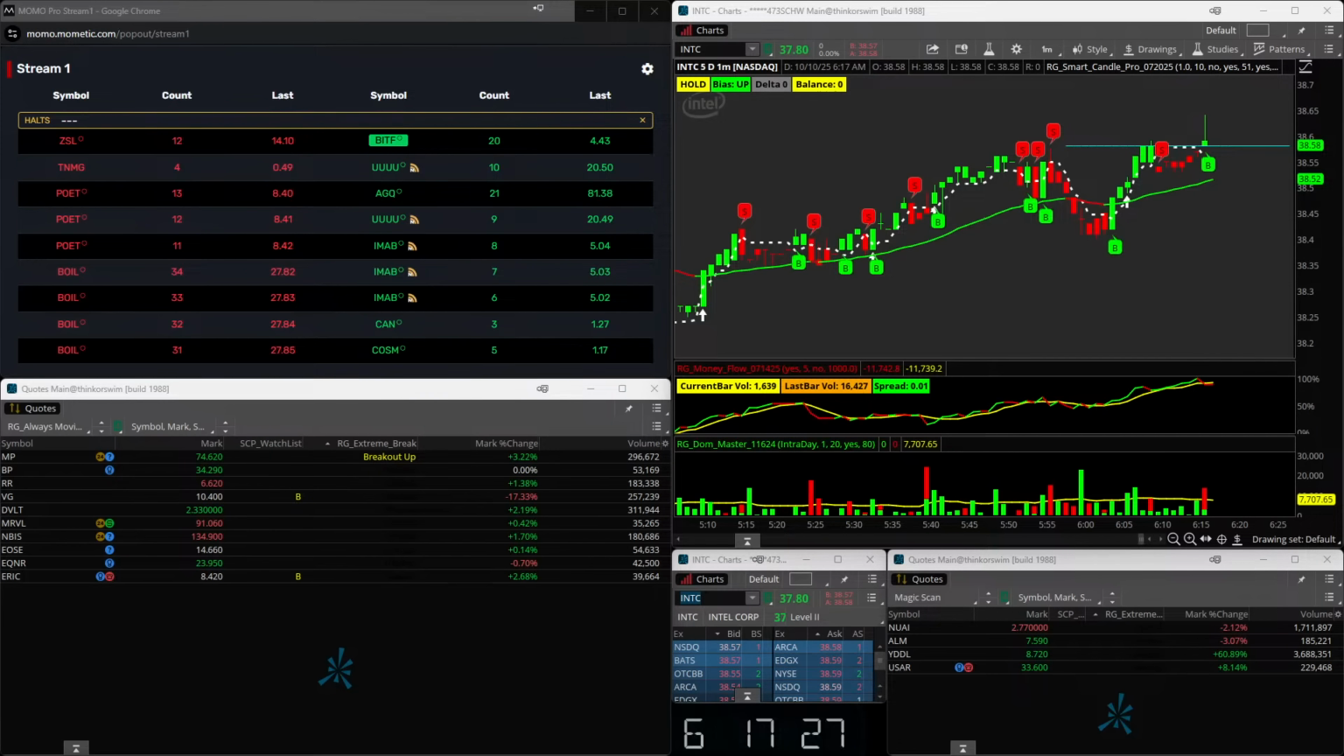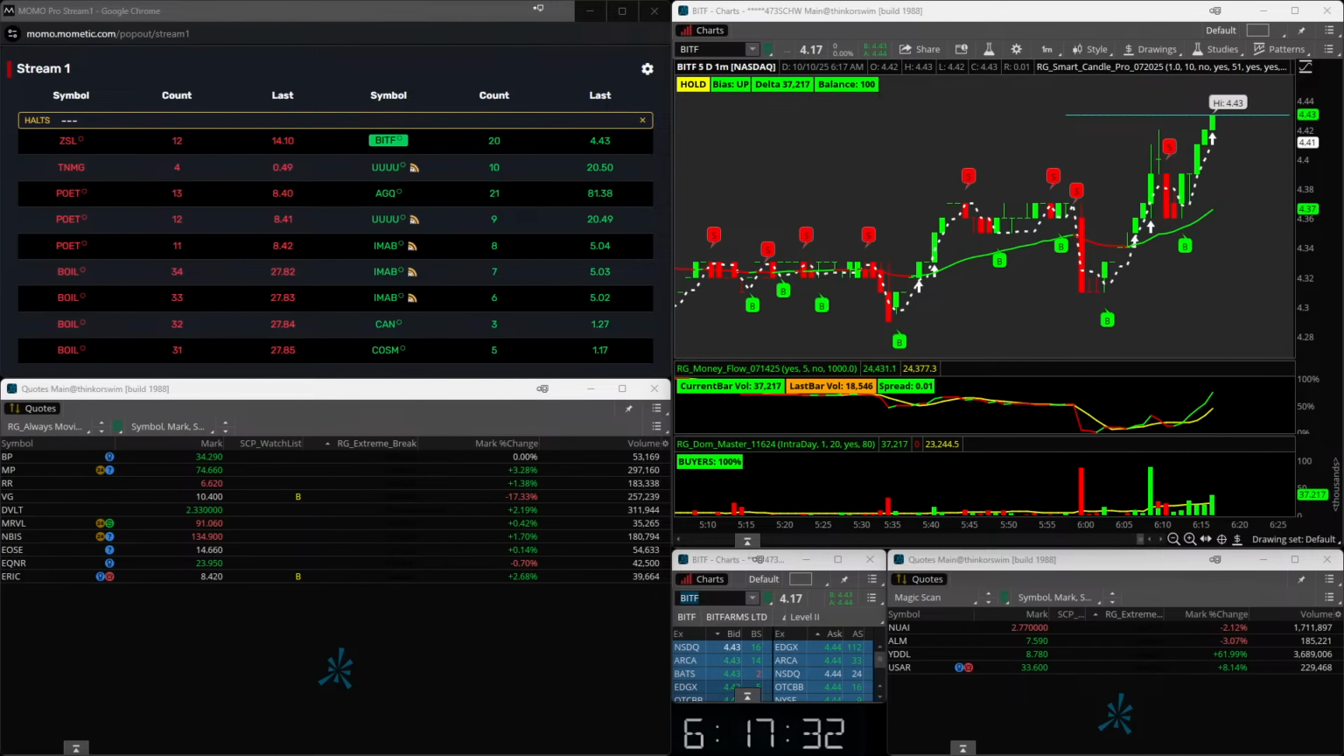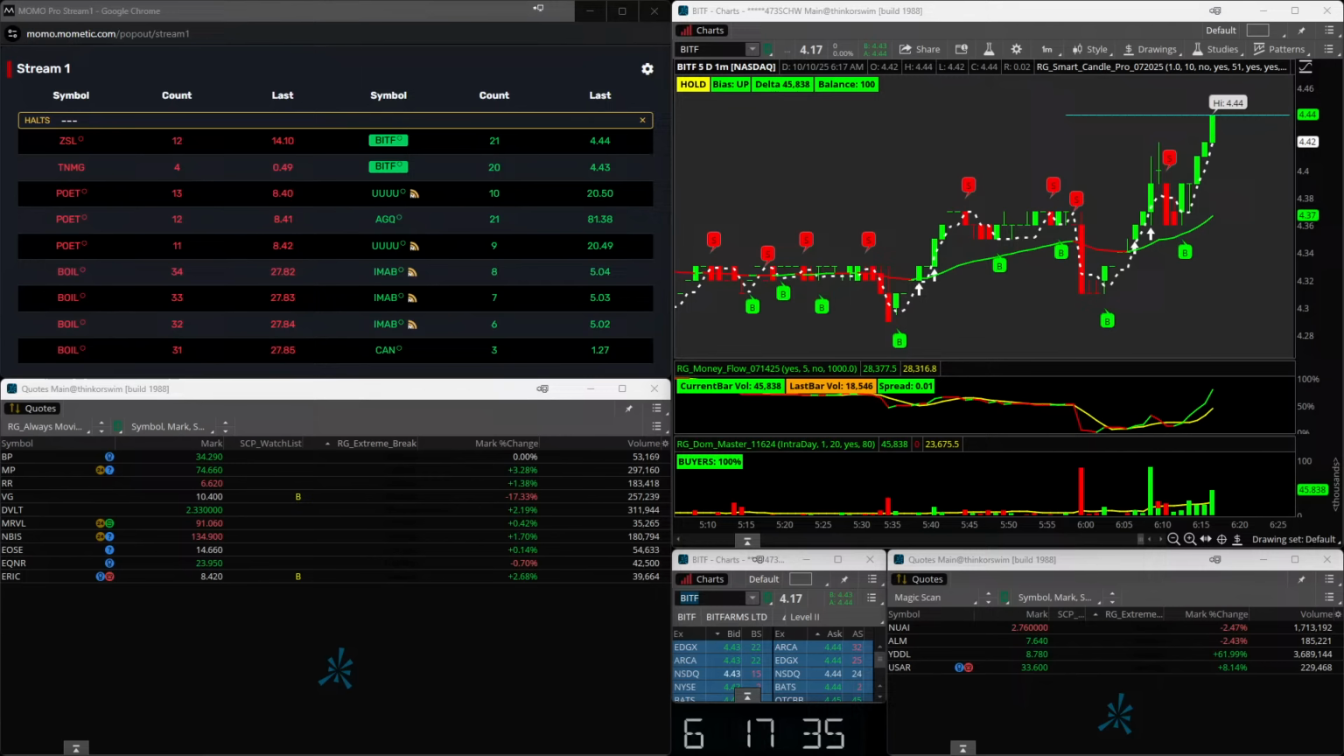BITF, not a whole bunch of volume in the current candle. Don't fall for it. It may just sell off.